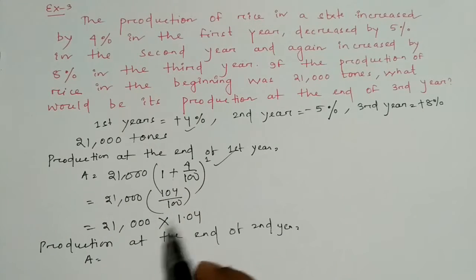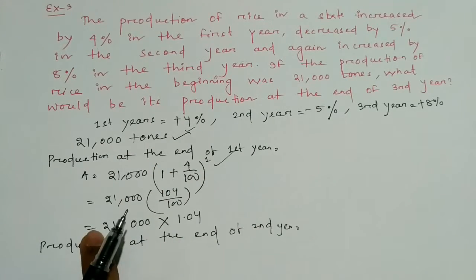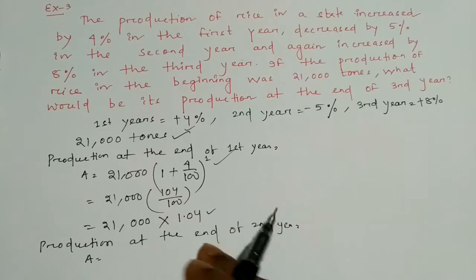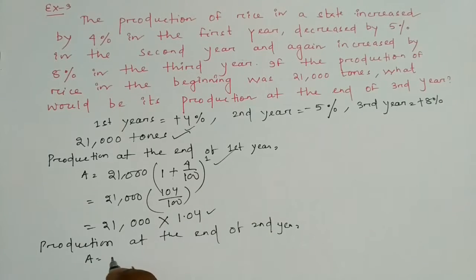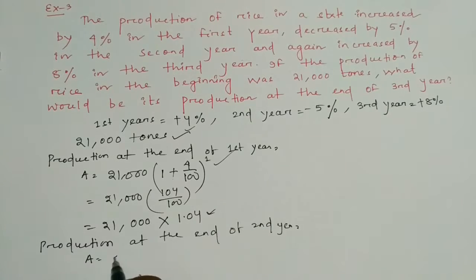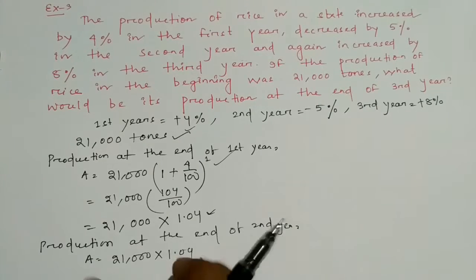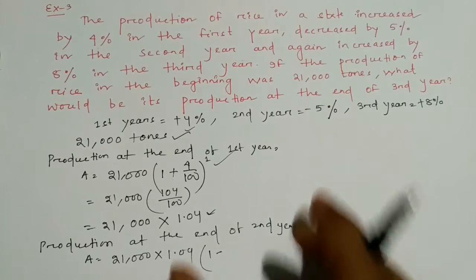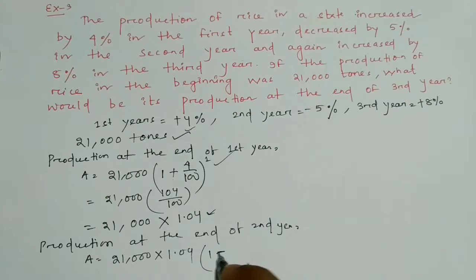So for compound interest, as I already said, first there is the principal, and for the next year the amount becomes the new principal. So here the new principal is 21,000 into 1.04. A is P into (1 plus R by 100) to the power T, but here R is negative, so it will be (1 minus R by 100) to the power T. T is nothing but 1.